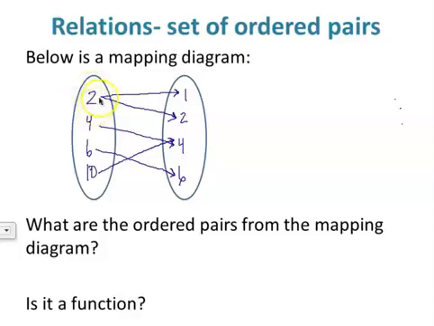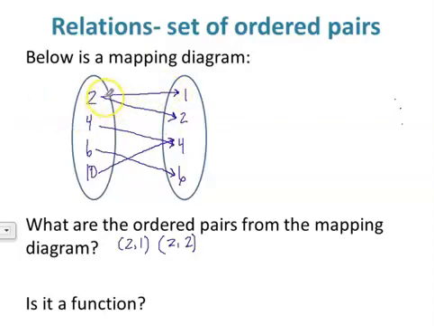Look at this first number here, 2. The input 2 has an output of 1. I'm going to create an ordered pair here. And here's another ordered pair: the input 2 also has an output of 2. So this one input has 2 different outputs.